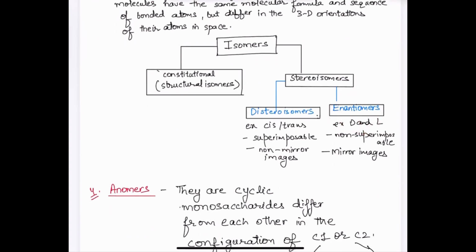Enantiomers, we just learned, are the D and L forms, which are non-superimposable and mirror images of each other. Whereas diastereomers, for example cis and trans forms, are non-mirror images.